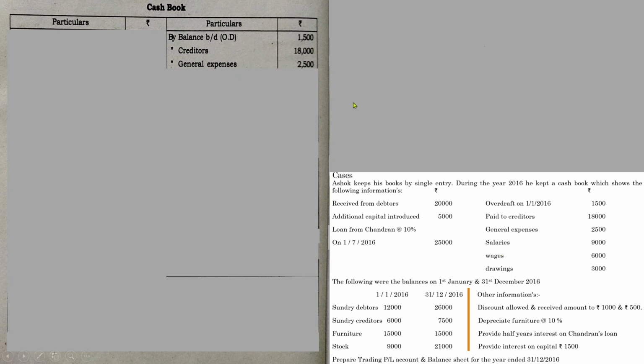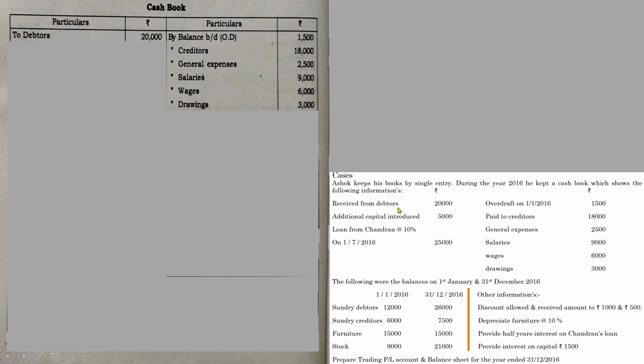Next one, salaries 9,000. It is a payment, so it will be shown in the credit side. Again, wages 6,000 has been paid during the year. It is again an expense, so it is shown in the credit side. And next one, drawings during the year 3,000. It is also another expense or reduction in the amount of cash, so it will be shown here.